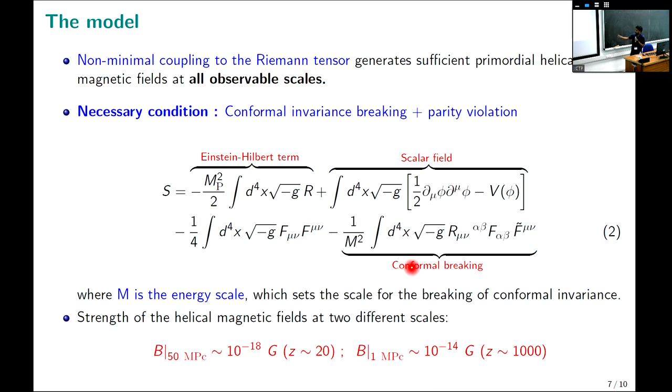So, and these two are the necessary conditions to generate the helical magnetic field. And in this, capital M is the energy scale of this conformal breaking. So what we found is that the strength of the helical magnetic field on CMB scale is 10 to power minus 14 Gauss, which is well below the CMB constraint on the magnetic field, which is 10 to power minus 9 Gauss.